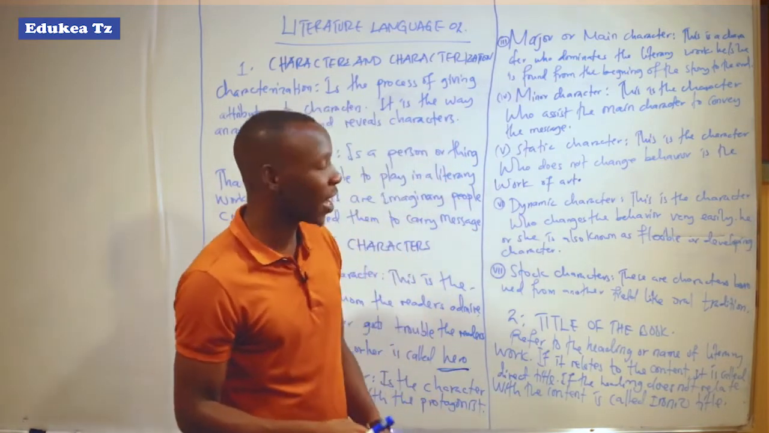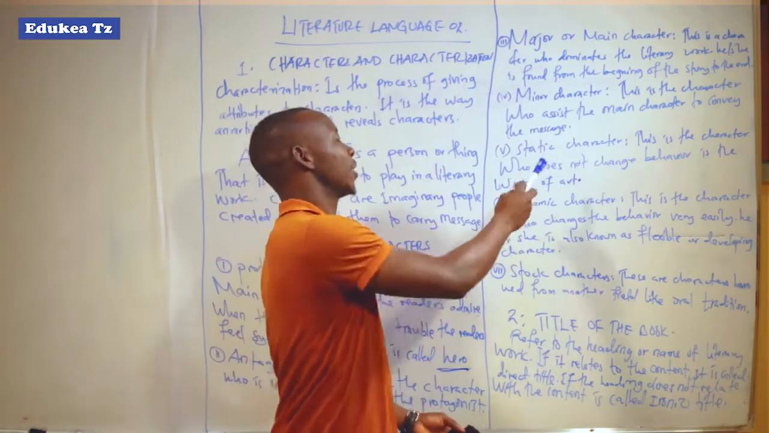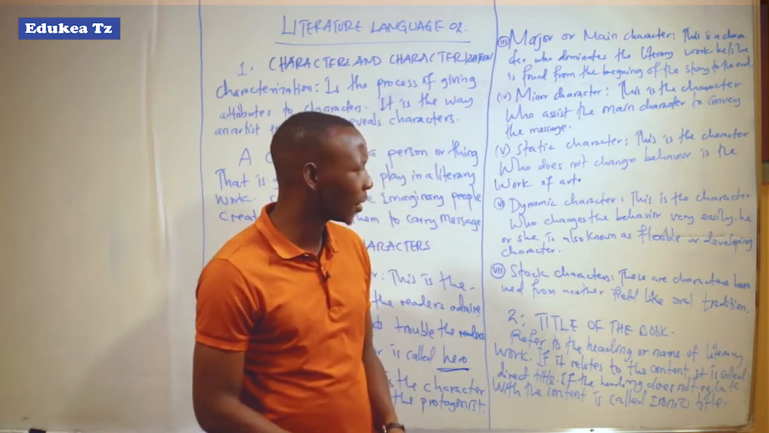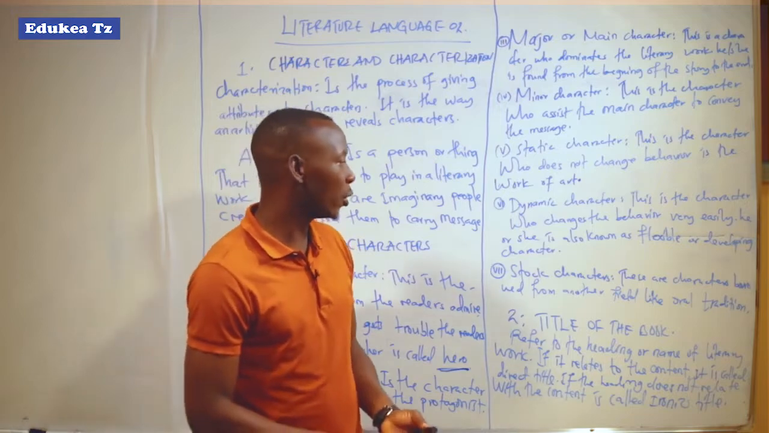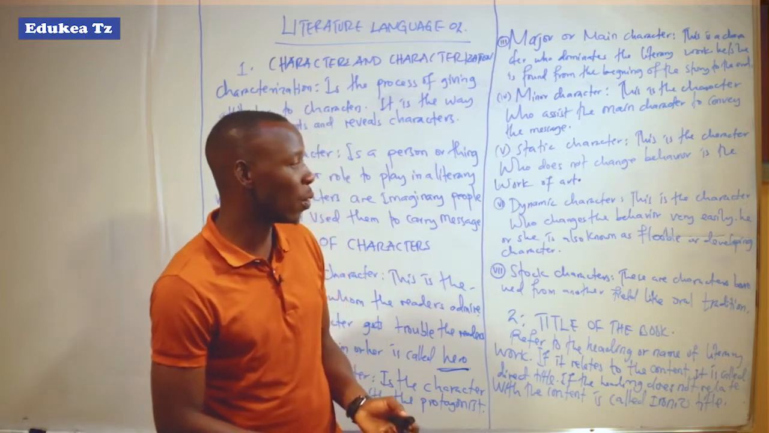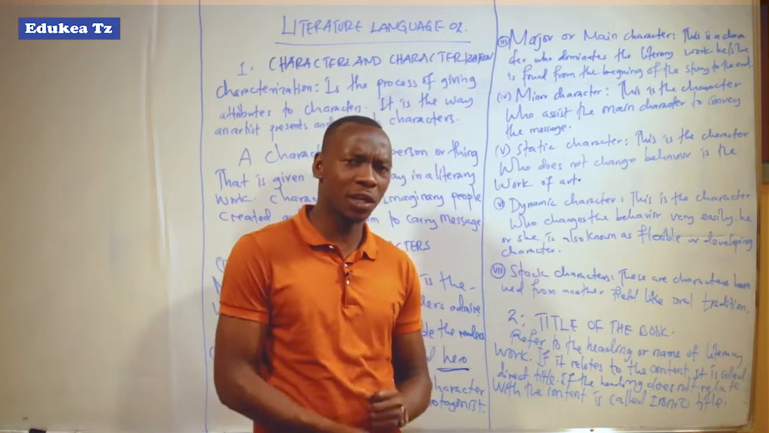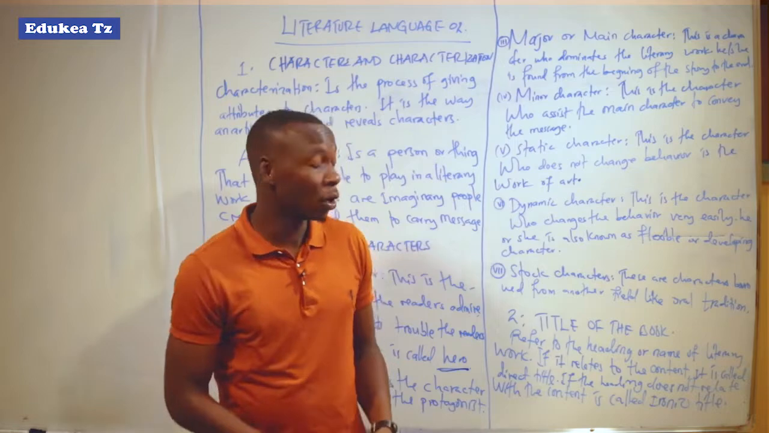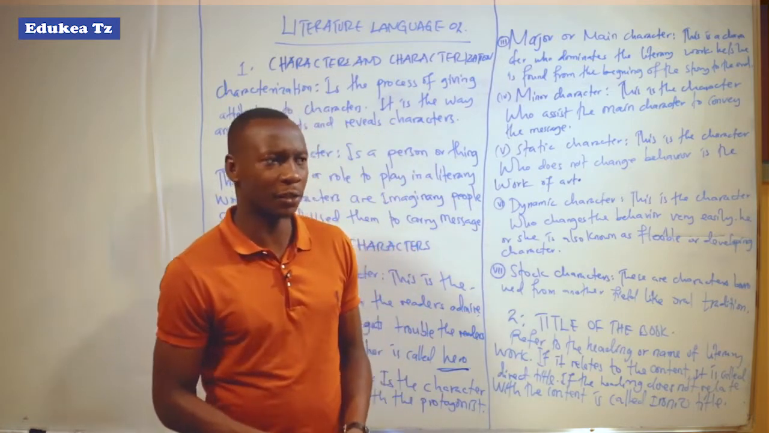So also there is the dynamic character. When we are talking about a dynamic character, this is the opposite of a static character. Dynamic means to change. Dynamic characters are characters who change behavior easily. He or she is also known as a flexible or developing character. In the text, it is very important for a character to change from moment to moment or time to time due to the development of different scenes or acting.